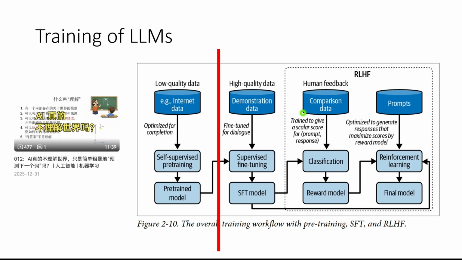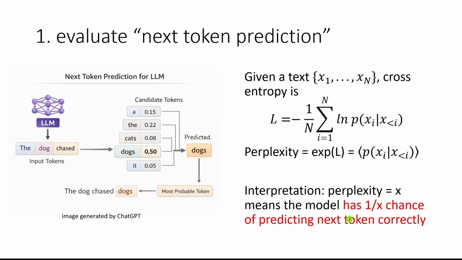Okay, the second part of the training is fine-tuning the pre-trained model so that it is able to answer questions and follow prompts to generate text. Based on that, we can divide the evaluation task into two parts. The first part is to evaluate the next token prediction.